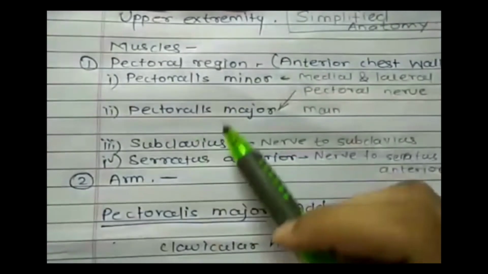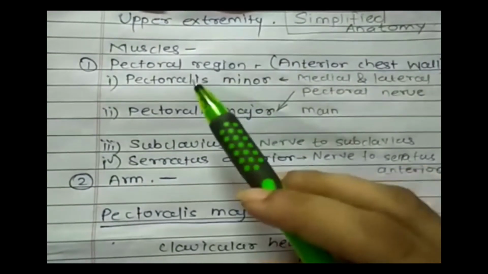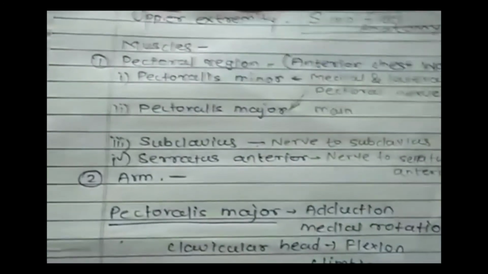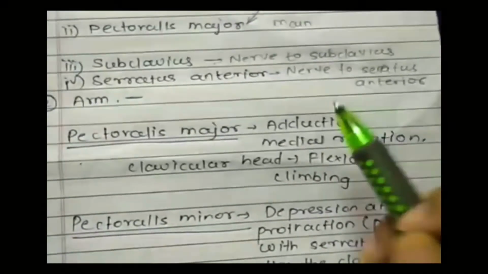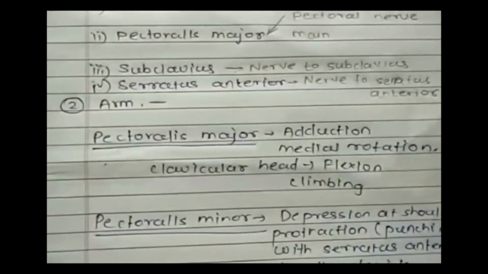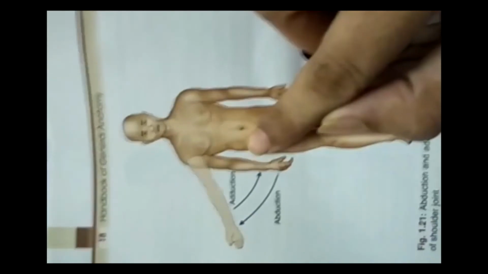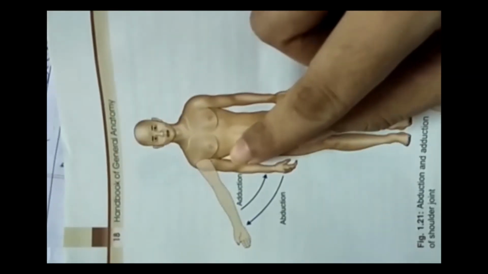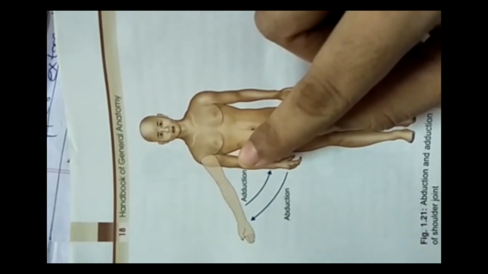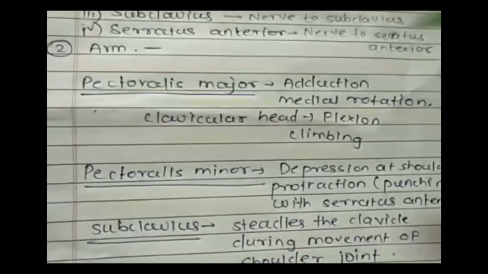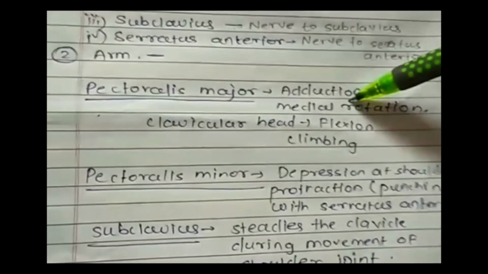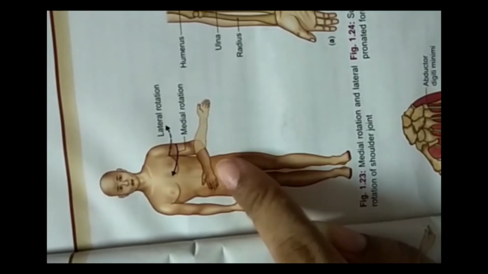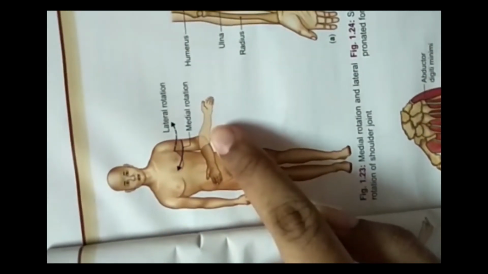The pectoralis major muscle is the main muscle of the pectoral region, so its actions are also main in the upper extremity. The action of the pectoralis major muscle is adduction. So what is adduction? This hand is adducted at the shoulder joint. This action is brought about by the pectoralis major muscle. Another action of the pectoralis major muscle is medial rotation at the shoulder joint. This is medial rotation at the shoulder joint and this is lateral rotation at the shoulder joint.